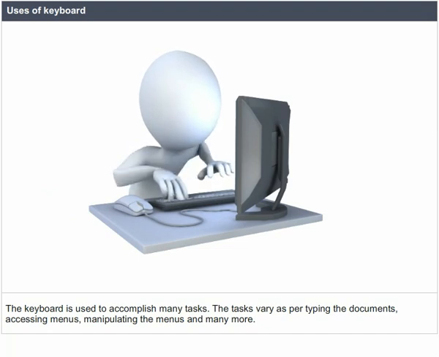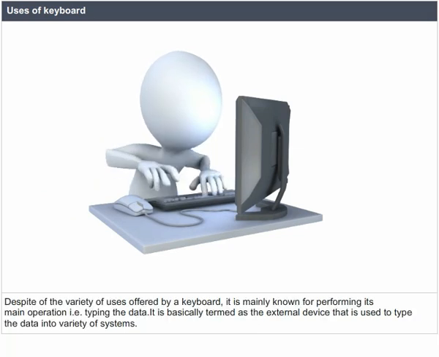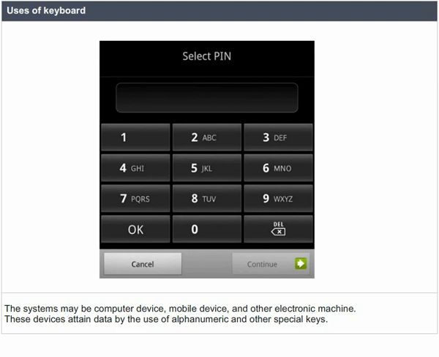Despite the variety of uses offered by a keyboard, it is mainly known for performing its main operation, that is, typing the data. It is basically termed as the external device that is used to type the data into a variety of systems. The systems may be a computer device, mobile device, and other electronic machines. These devices obtain data by the use of alphanumeric and other special keys.